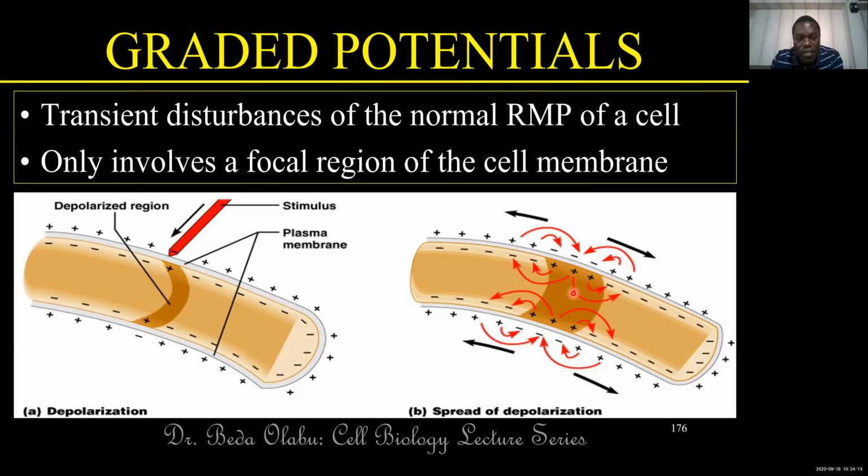This disturbance only involves a small region of the cell membrane. The point here is it does not affect the whole cell membrane of that cell. It just disturbs a focus, a small region of that cell membrane. And that's the key thing. It is not diffuse. It is localized. It's focal.